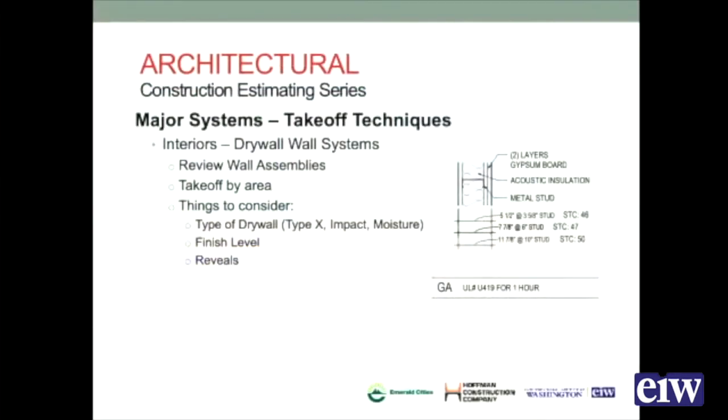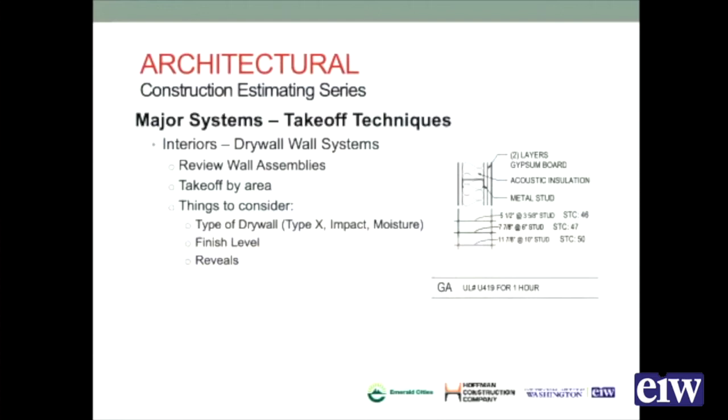and make sure that you account for things like embedded iron that might be in it, because sometimes you'll have an embed plate that gets laid in with the CMU, and so those are things that you need to think about as you look at the drawings and look at the details. The other type of wall system that we will typically see is drywall.